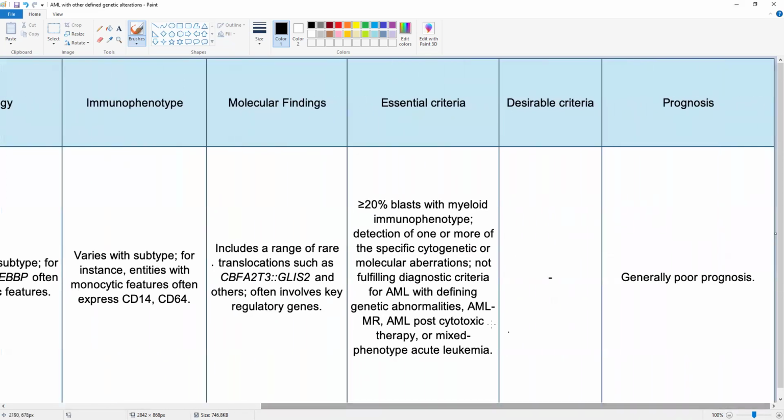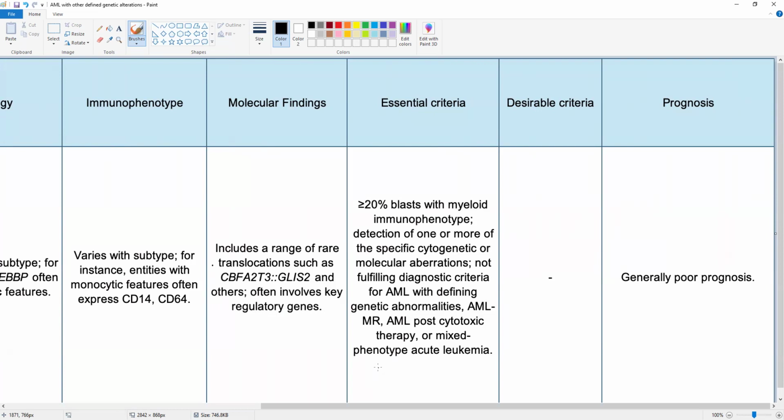The molecular findings include a range of rare translocations, such as CBFA2T3-GLIS2 fusion, and other fusions that we're going to talk about in this video, and these often involve key regulatory genes. The essential criteria to make a diagnosis of any of these entities would require the presence of at least 20% blasts in the peripheral blood or bone marrow with myeloid immunophenotype, meaning expression of myeloid-associated antigens like CD13 and CD33.